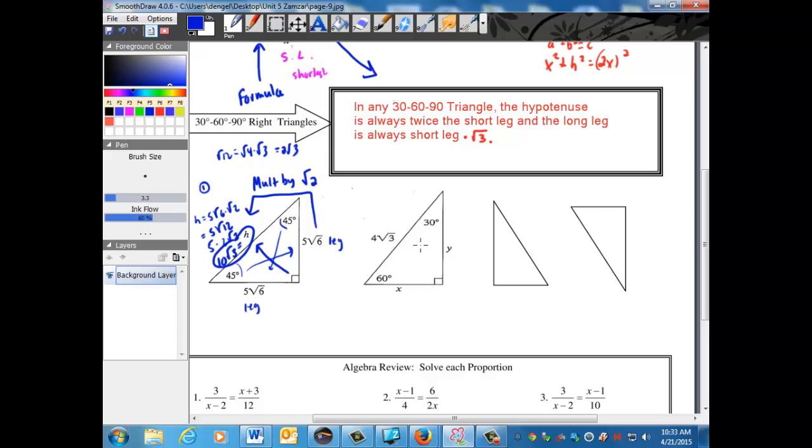Alright, next problem. Now we have a 30, 60, 90 triangle, and we're actually going to solve this problem last because it's probably the most challenging one that we have out of the next 3 problems.